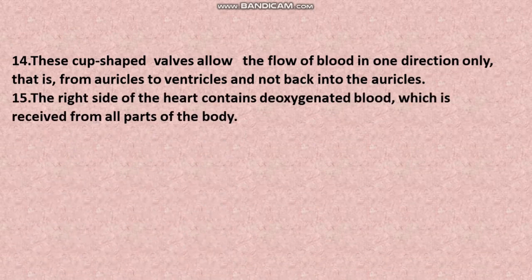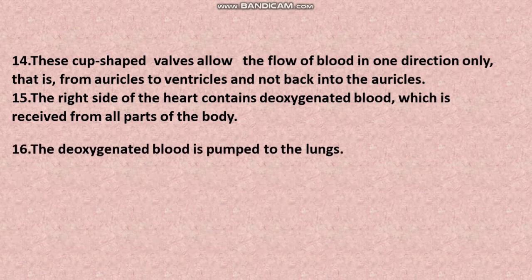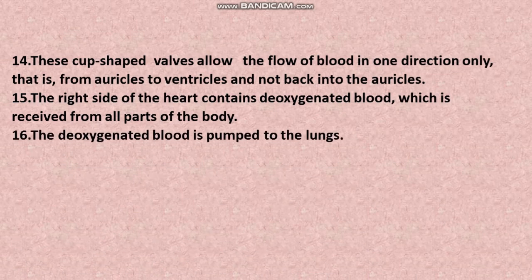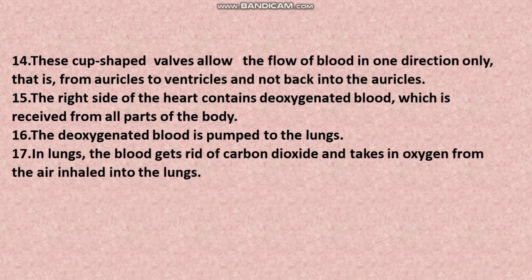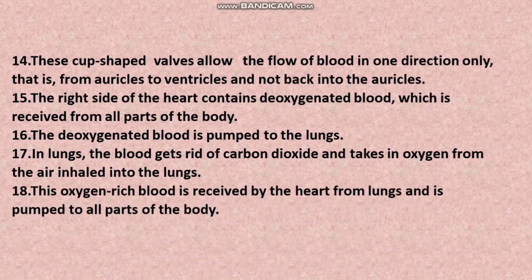The right side of the heart contains deoxygenated blood which is received from all parts of the body. The deoxygenated blood is pumped to the lungs. In the lungs, the blood gets rid of carbon dioxide and takes in oxygen from the air inhaled into the lungs. This oxygen-rich blood is received by the heart from the lungs and is pumped to all parts of the body.